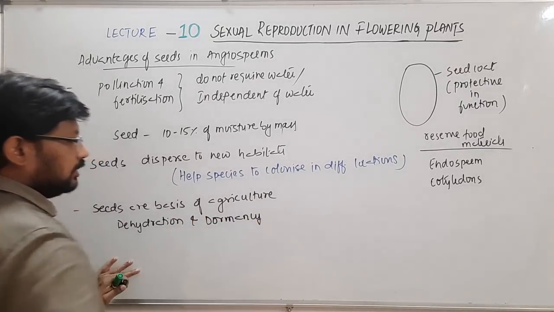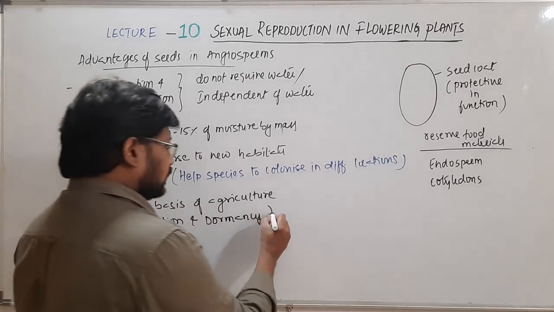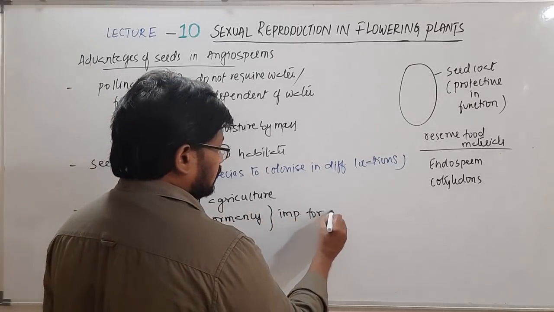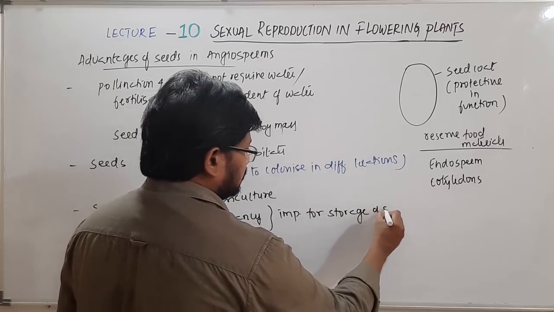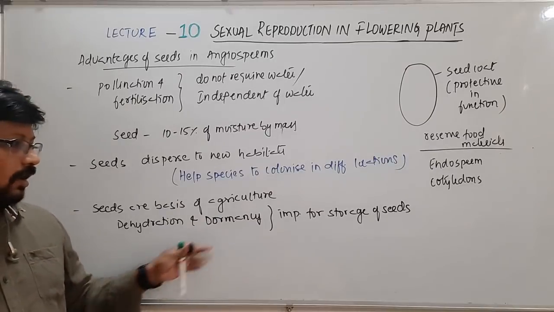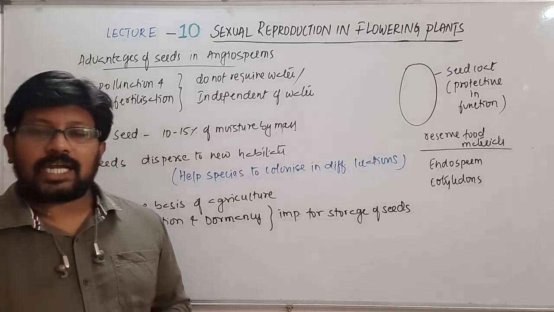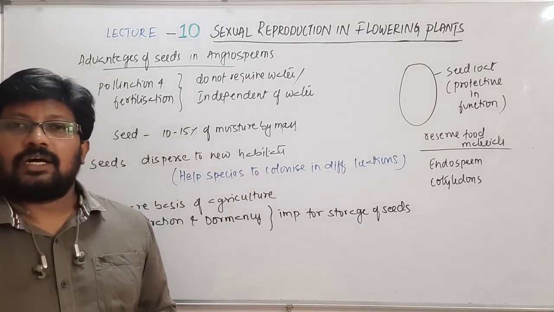So dormancy, we know, is a state of inactivity. How long the seed will be in the dormant condition is also important. So dehydration and dormancy are very much important for storage of seeds. Suppose some seeds are not able to show this dormancy, meaning the period of inactivity for a longer time, then you cannot store the seeds for a long time.